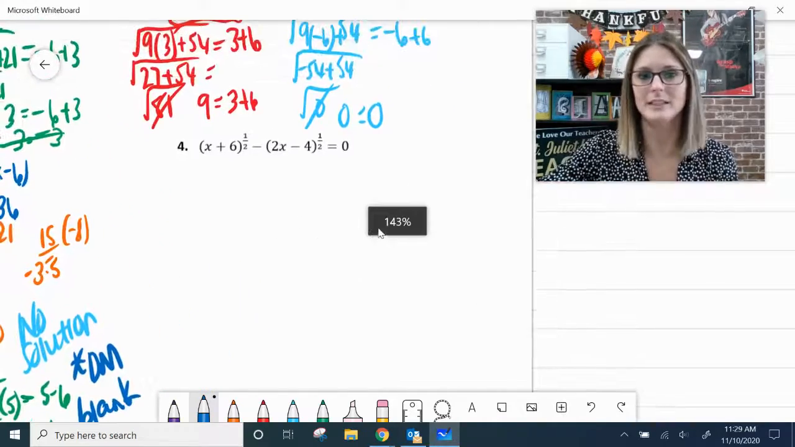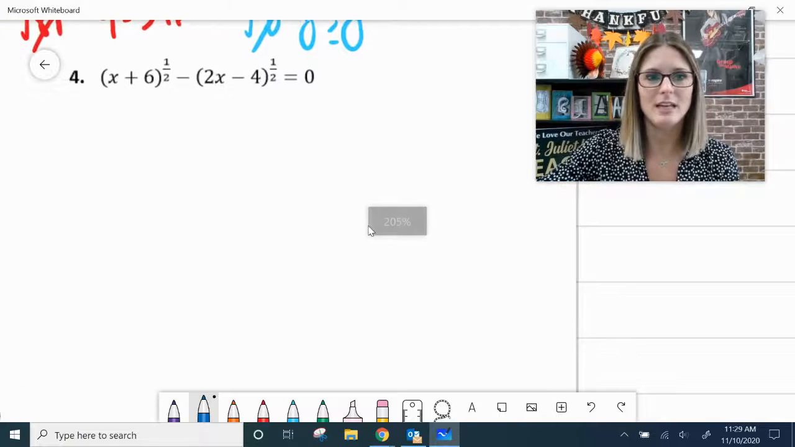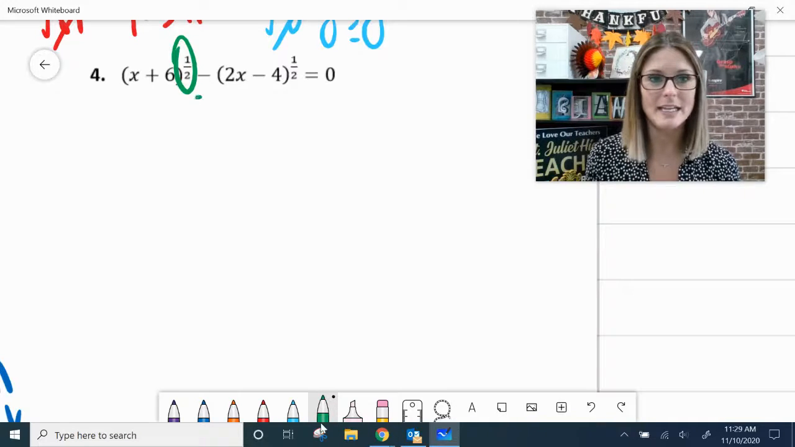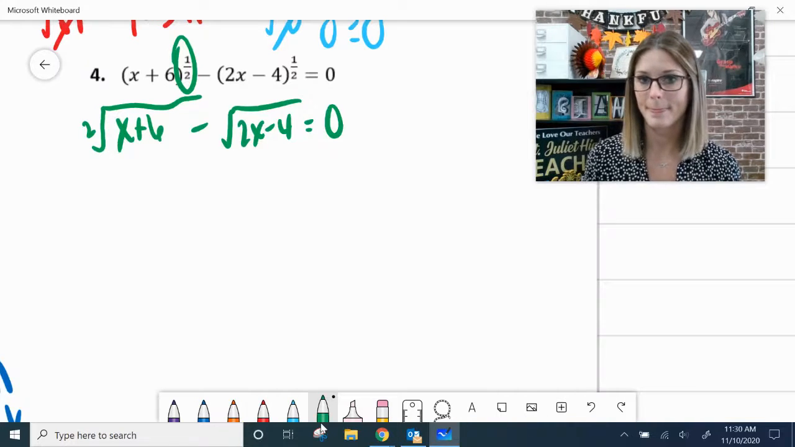Look at number 4. You're probably like, oh my goodness. Number 4 definitely has a different format, right? But think about the rational exponents that we talked about before. This 1/2, the denominator is my index. Okay, so this is a square root of x plus 6 minus square root of 2x minus 4.